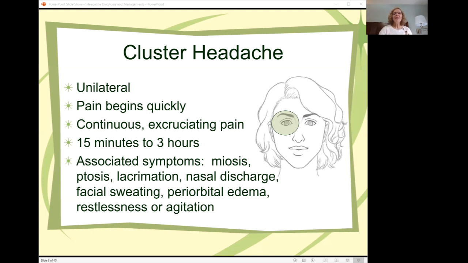There will be at least one autonomic symptom on the same side as the pain. So they may have anisocoria, miosis, or lacrimation. These patients might also get restless or agitated. During an attack, the person will pace the floor or even become violent, striking their head or fists on the wall.